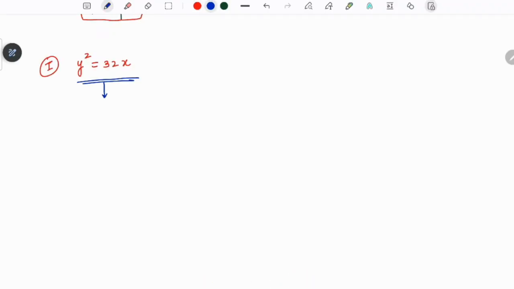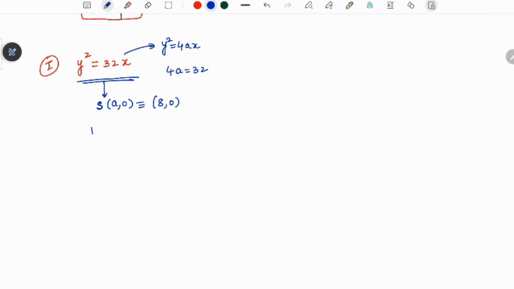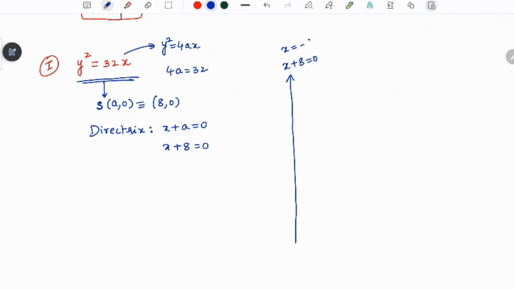Okay, let's do the analysis from here. For this, what is the focus? Compare this with y square is equal to 4ax. So 4a is 32, and the focus is a comma 0. That means the focus coordinates are 8 comma 0. Then what is the directrix? x plus a is equal to 0. That means x plus 8 is equal to 0, a vertical line, or you can write this as x equal to minus 8.